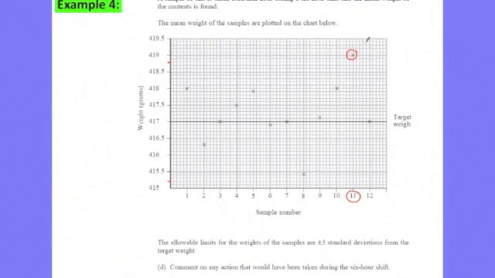So when asked to comment on any action that would have been taken during the 6-hour shift, you can state that at sample 11, the machine should be stopped and reset, because you can see here that the mean weight of the sample is above the allowable limit.